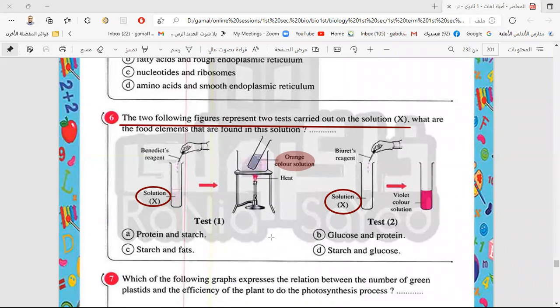Try to answer. We have a positive result in test number 1. Orange, the color changed into orange. This means that there is a monosaccharide here. So in the beginning, we have to say there is a monosaccharide in the first test. There is a monosaccharide in solution X. Okay? It could be glucose or starch.